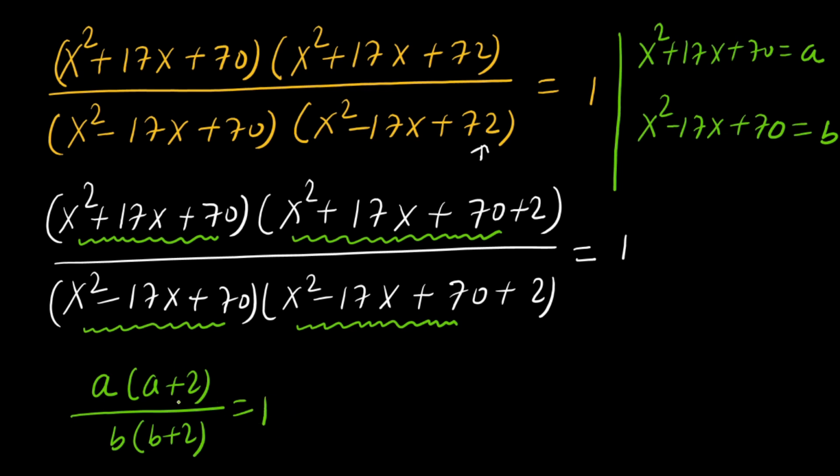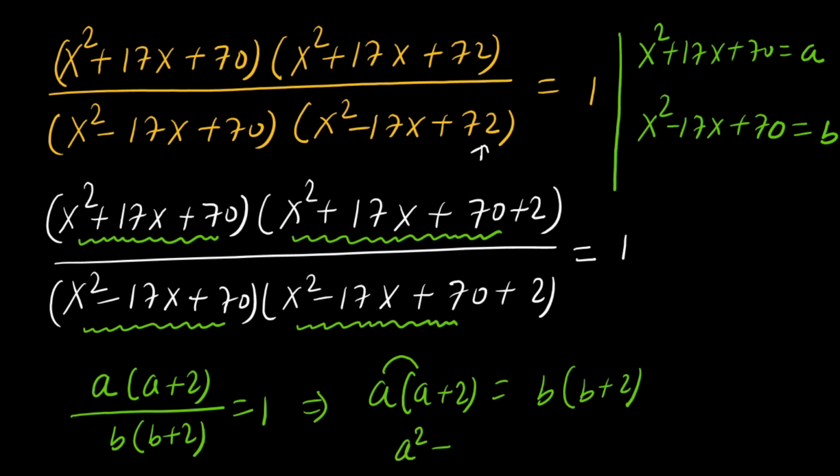It means the left hand side numerator and denominator are both equal. This implies A times A plus 2 equals B times B plus 2. Now A multiplied by A gives A square, plus A multiplied by 2 gives 2A, and this is equal to B multiplied by B gives B square, plus B multiplied by 2 gives 2B.